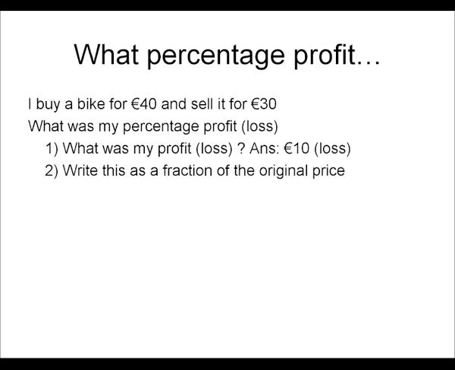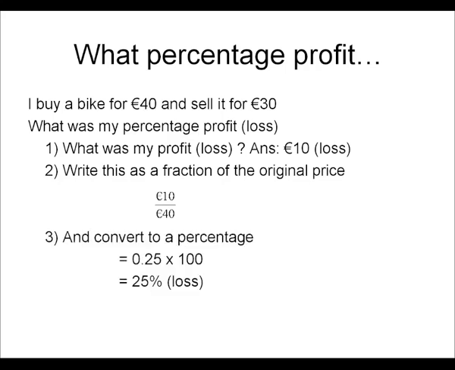Step two, write this as a fraction of the original price. So that's €10 as a fraction of €40, the original price. Then you convert to a percentage. So 10 divided by 40, you type that into a calculator, you'll get 0.25. To convert from a decimal to a percentage, you multiply by 100 and add the percentage symbol. So you get 25% loss.